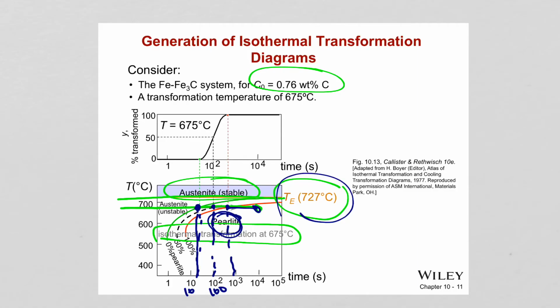If you go below, for example, 680, you see it takes a shorter period of time for the transformation to begin, because delta T is increasing. We are increasing the supercooling, going way below the eutectoid temperature. So in summary, these TTT diagrams give you information about time and temperature and correlate that with the percentage of transformation happening in the system, for example how long it takes for austenite to completely convert into pearlite at a given temperature.